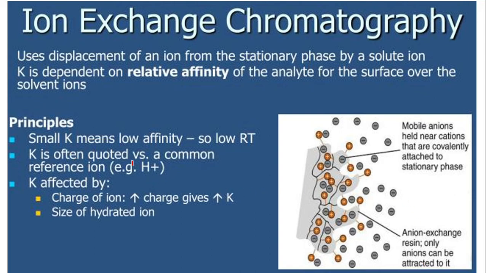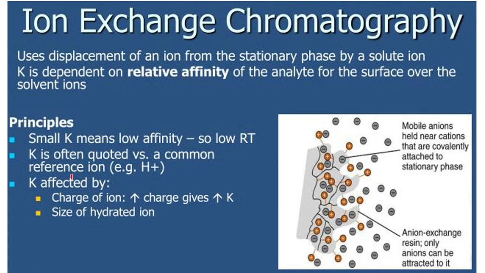The equilibrium constant K is actually a measure of the affinity. Small k value means lower affinity of the analyte molecule towards the coating material, the stationary phase. That means low retention time. They move faster and they reach the other end of the column first.